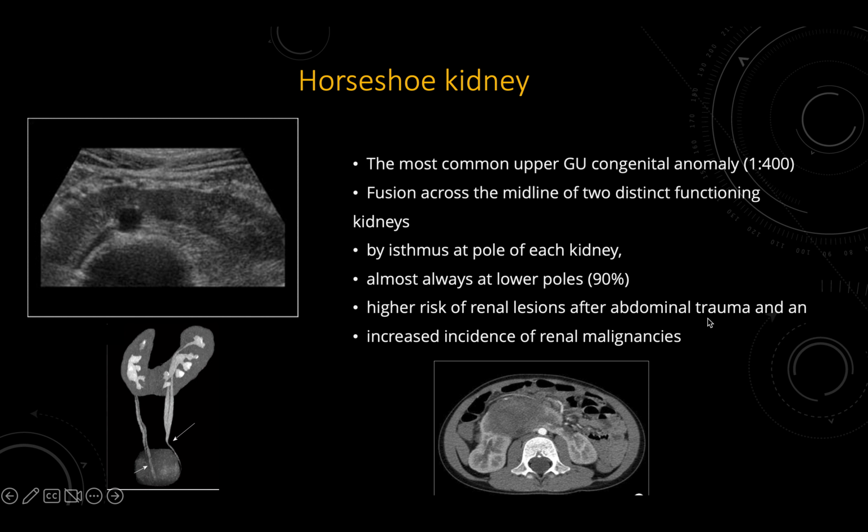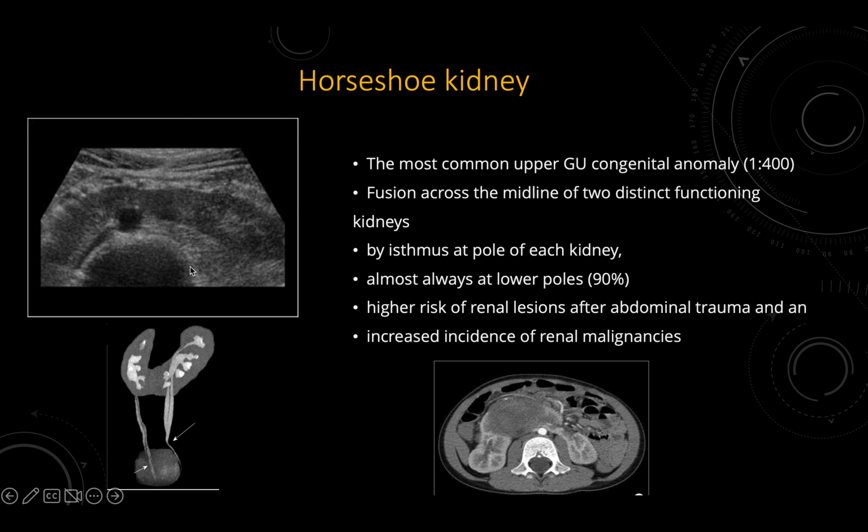So it occurs in about 1 in 400 cases, and what we see is not a complete fusion like the pancake kidney, but only a portion of the fusion most of the time, and almost always it is at the lower pole of the kidney in about 90% of cases. This is what we call the isthmus of the horseshoe kidney.